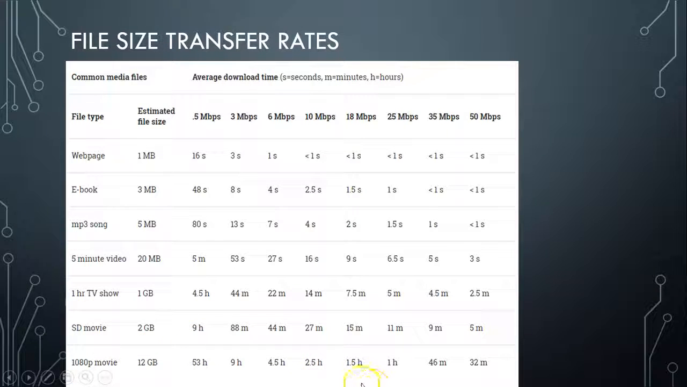Like me, I have 20 up, 20 down at my house, so the closest here would be 18 megabits per second. With that one, you can see the data transfer rates I would expect for those. So just a quick little thing to tie the previous lesson into this lesson.